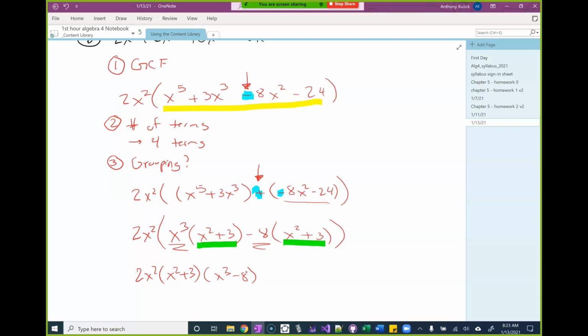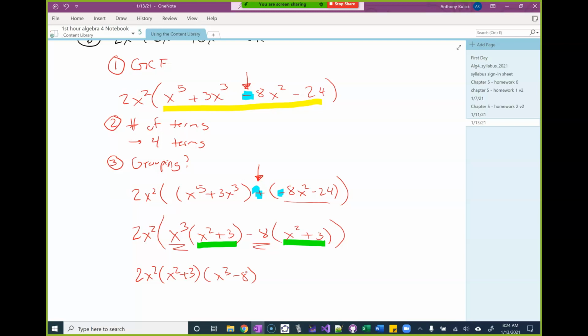Now I need to check the x squared plus 3 and the x cubed minus 8 to see if I can factor those. So we'll go down the 2-term branch for each of those. X squared plus 3 is not a difference of 2 squares because it's an addition problem. And it's not a sum or difference of 2 cubes because the exponent on the variable is not a multiple of 3. So that one's done.